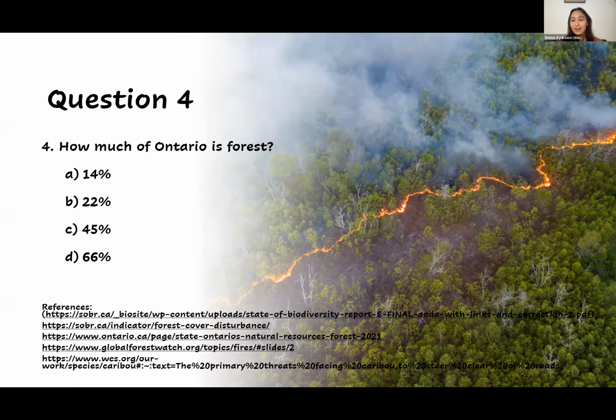Similar question, how much of Ontario is forest? As of the report, not taking into consideration recent deforestation. So Jocelyn Rob, you're right on the nose, 66%. So it's 70 million hectares.